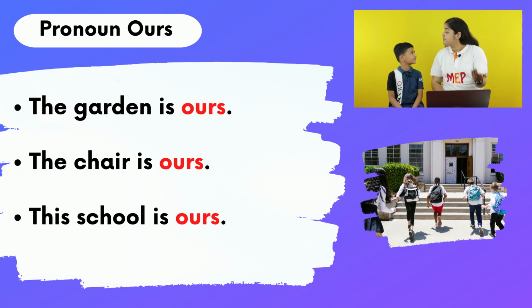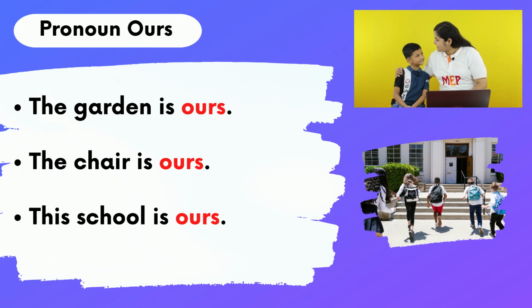So in this sentence, which is the possessive pronoun? Ours. Why? Because it shows that the school belongs to the first person. Singular or plural? Plural. That's right. Now you got it. So I hope you are very clear about what is pronoun ours.